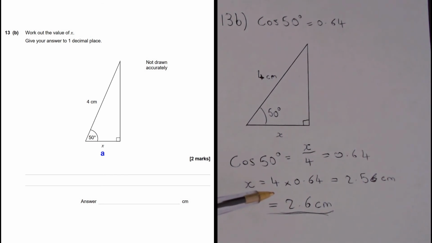Notice when we're multiplying by 4, that's the same as multiplying by 2 twice. So multiplying 0.64 by 2 gives us 1.28. Multiplying that by 2 once again gives us 2.56.